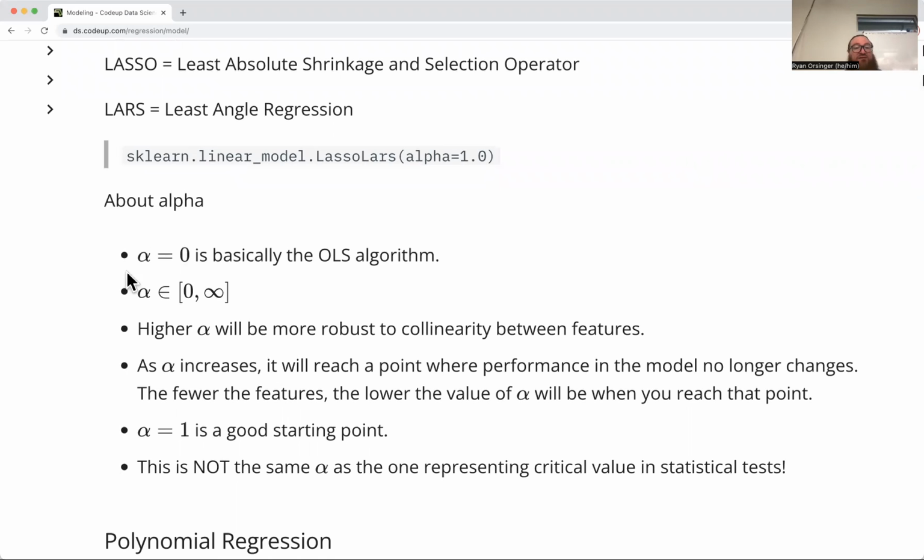If we were to take lasso Lars and set the alpha of lasso Lars to 0, it works basically exactly like ordinary least squares. And that alpha hyperparameter is anywhere between 0 and infinity. Oh, this is kind of cool. Higher alpha is more robust to collinearity between features. There's something we can do.